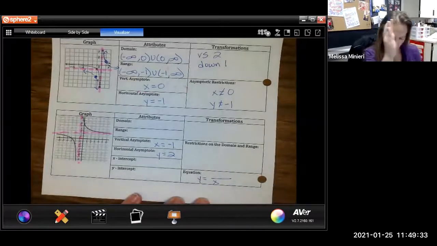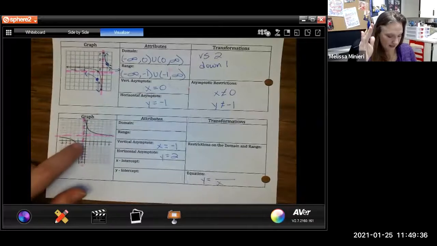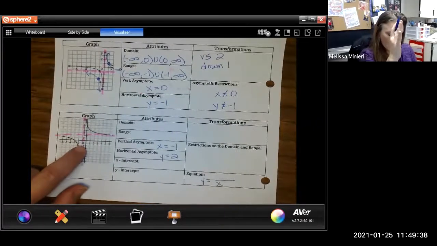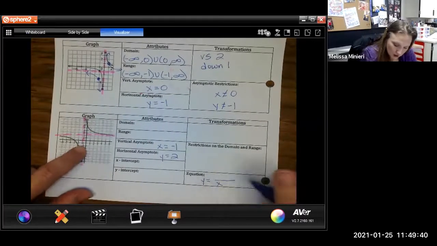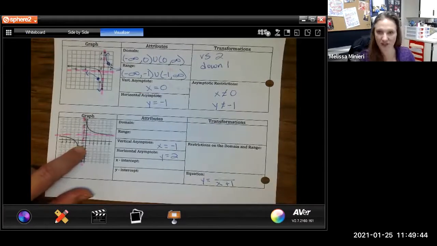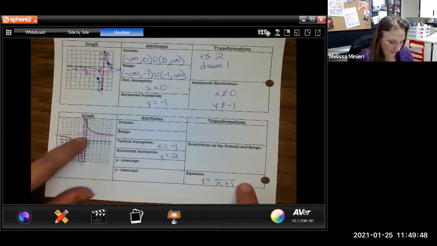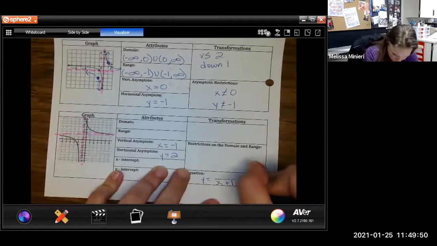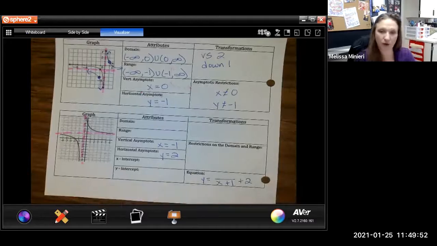So h is the one that's shifting it left or right, and I can see it is left 1. So remember, we're going to change the sign of the h, which makes it a +1. H is always the opposite sign. K is shifted up 2, so I'm going to put in a +2 for the k.